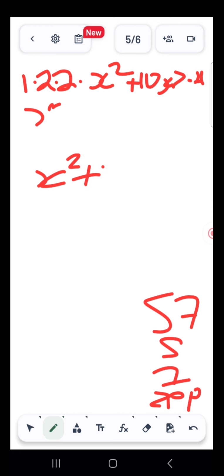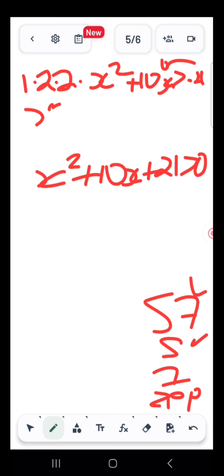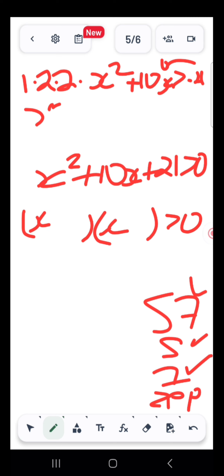x squared plus 10x, transpose negative 21, plus 21 is greater than 0. Now it's in standard form. Is it simplified? Yes, because x squared by 1, x by 10, 21. Right? Now we need to factorize. So since it's a trinomial, you open two brackets, and then you say x on this side, x on that side. You need numbers that multiply to 21 and add to 10, which will be 7 and 3.